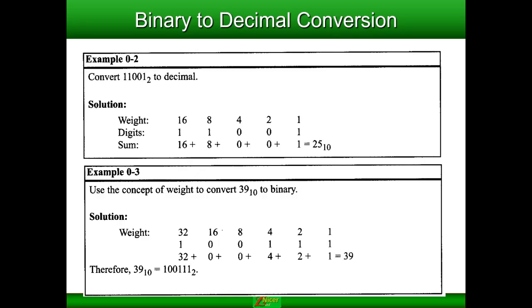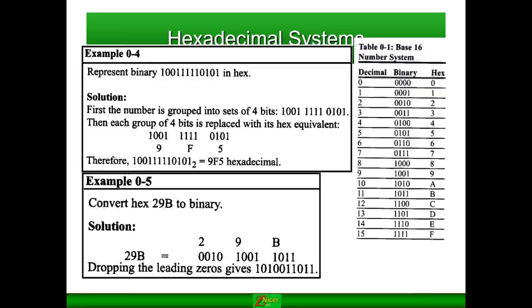So we write digit 1 here. Now we have 7. 16 cannot be subtracted from 7. We write digit 0. 8 cannot be subtracted from 7. We write 0 here as well. 4 can be subtracted from 7. We get 3. Of course, we then write digit 1. 2 can be subtracted from 3. We write digit 1. And then 1 can be subtracted from 1. We get 0. So we simply write 1 here, and then we add it up to get our 39. So 100111 is our binary for 39.